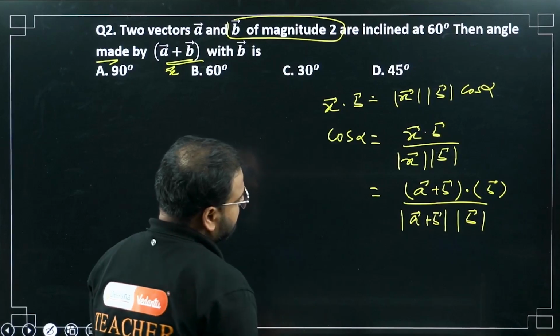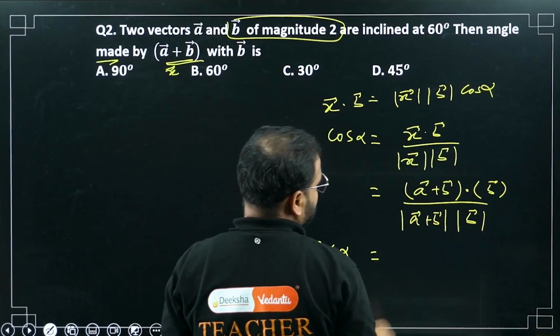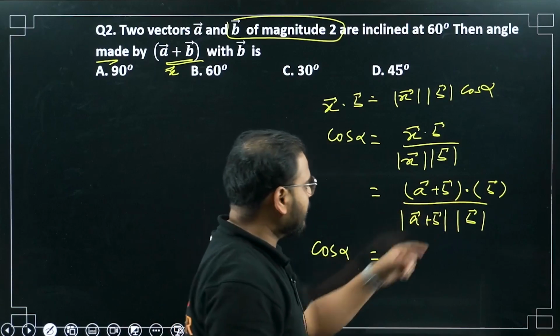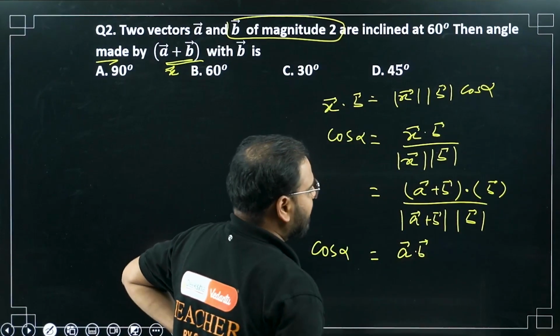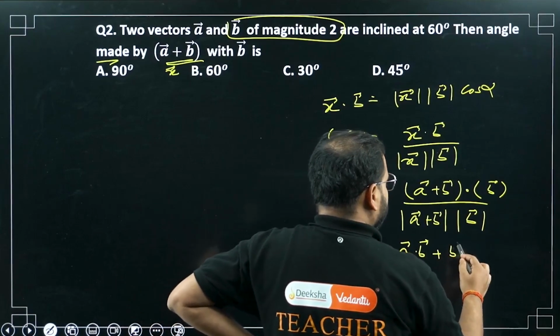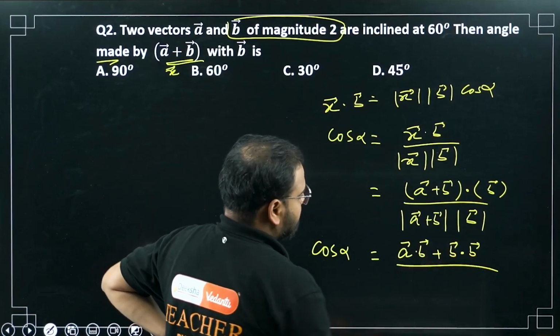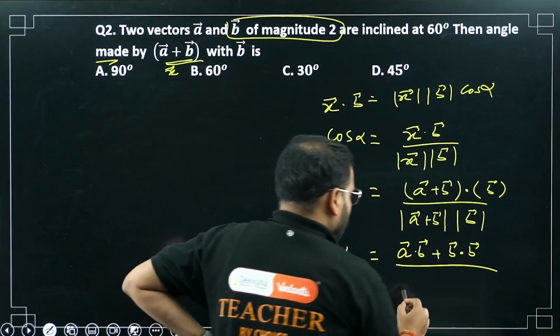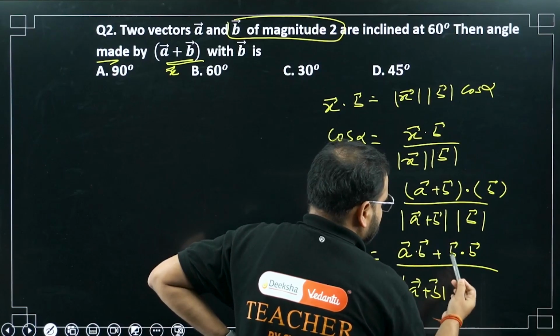So let's check. Can you solve the numerator? One more step we can do. Cos alpha equals to, do the dot product over here, a dot b we're gonna write, bacha, a dot b we're going to write over here, and plus what? B dot b, plus what? B dot b. What about this? Mod of a plus b the whole square. So okay, first we will see this later. We'll see this part later. Right now, just let's solve the numerator.